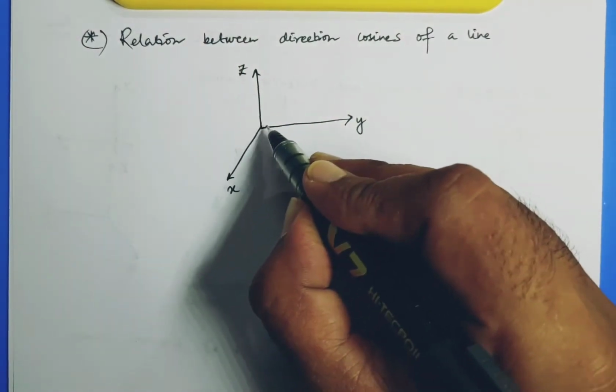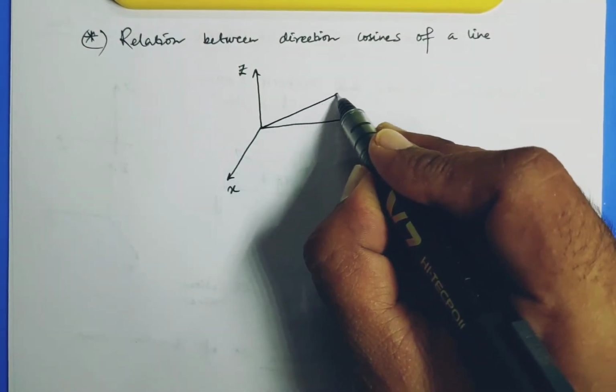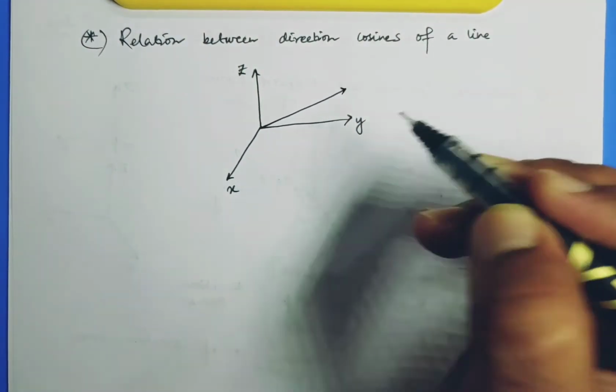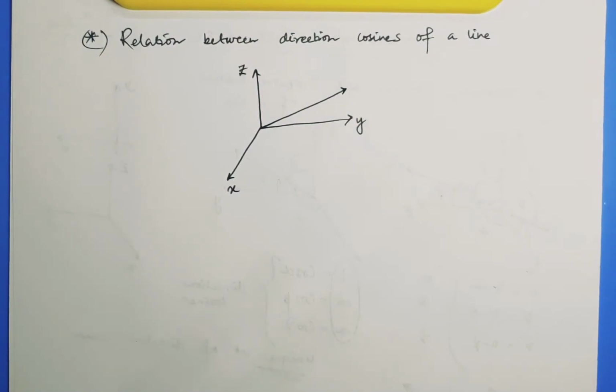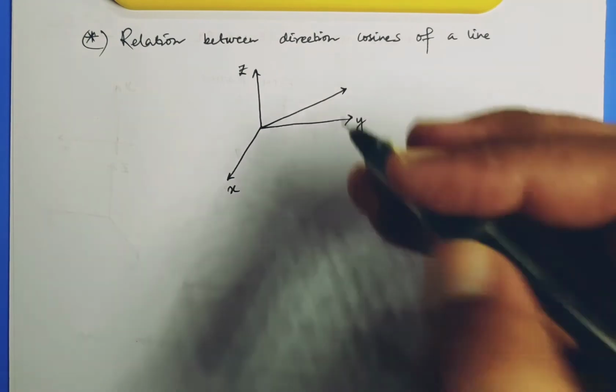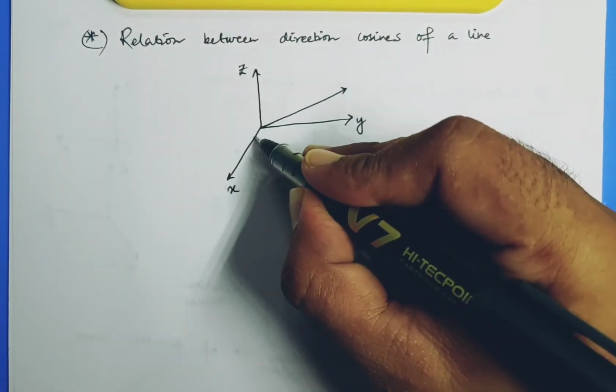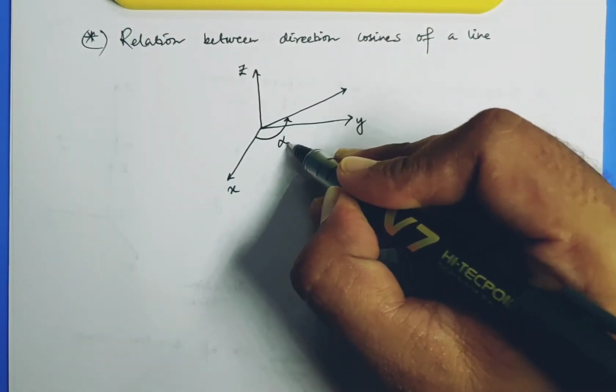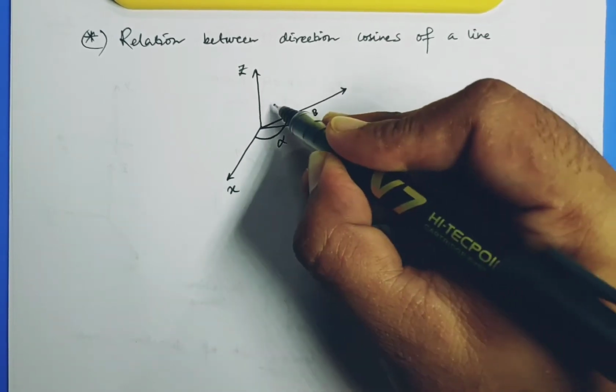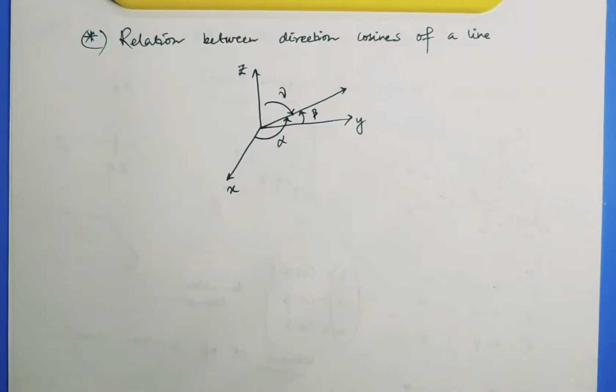Now we have a line. Whenever they're talking about a line, think of it as a directed line. They may not mention it, but it's a directed line. So we have a line. Now what are the direction cosines of the line? We already discussed. It is cos alpha, cos beta, and cos gamma, right?